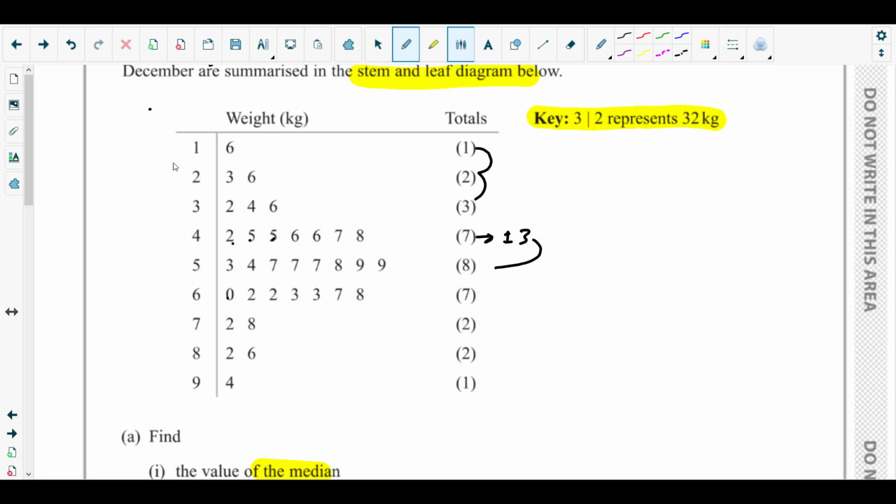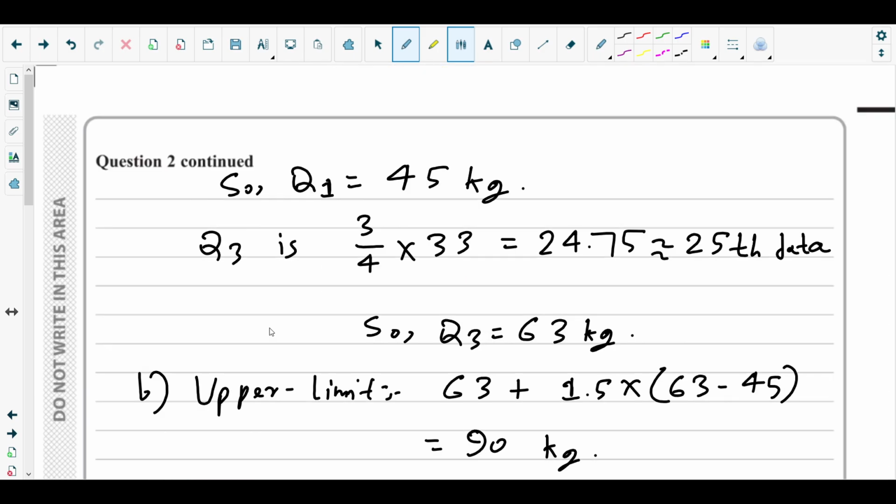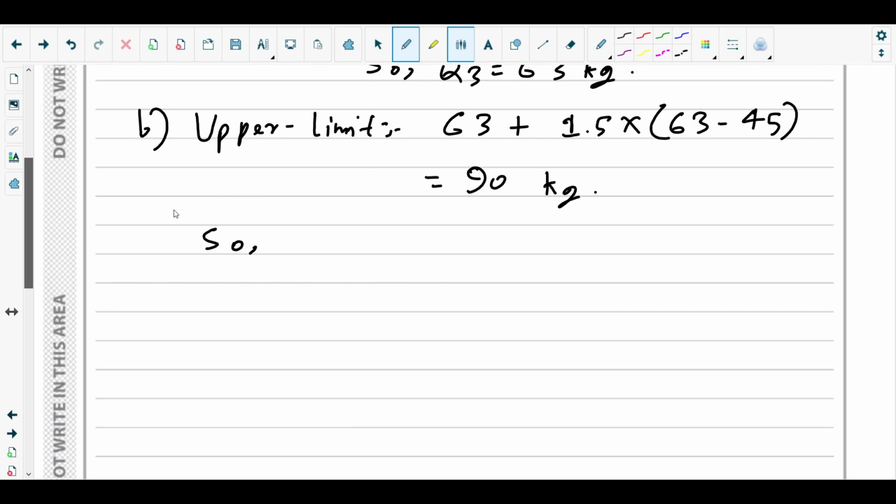Okay, let's check out from the data. Yeah, there is 94, which is greater than 90, right? So 94 is an outlier.